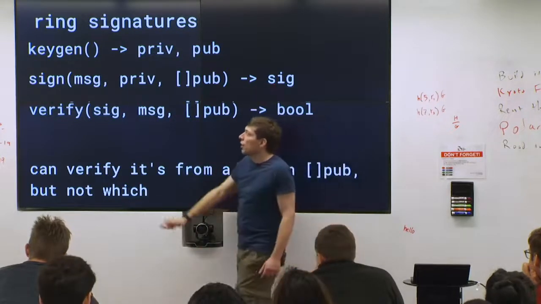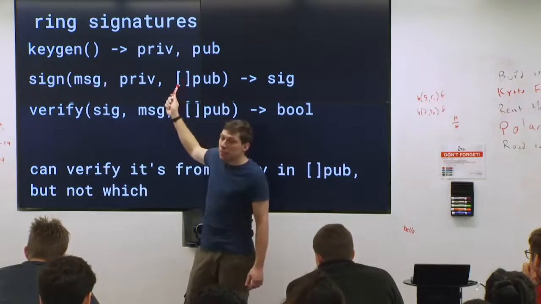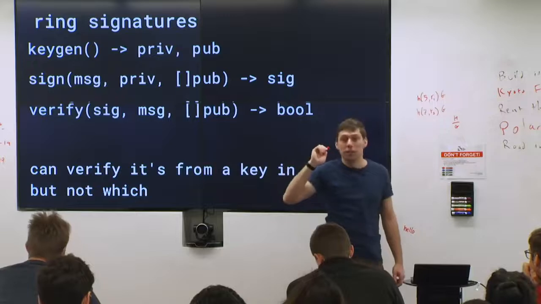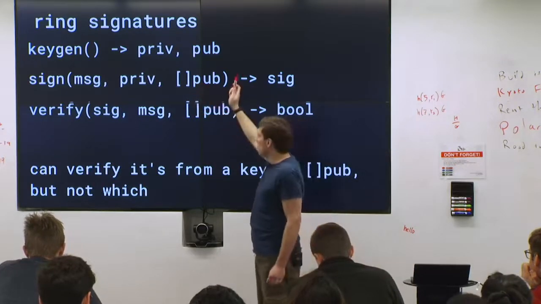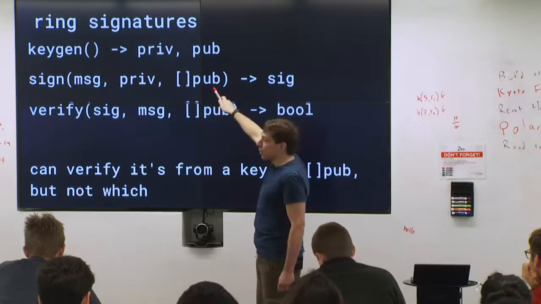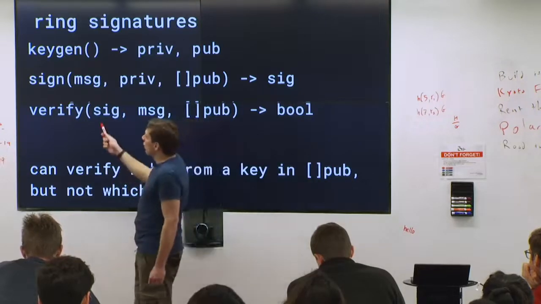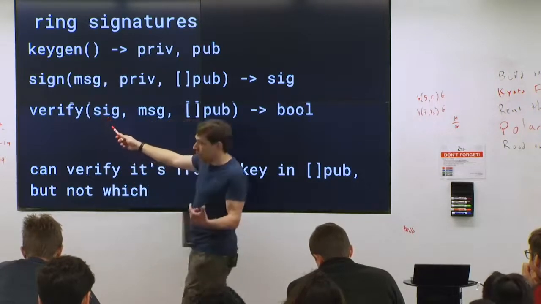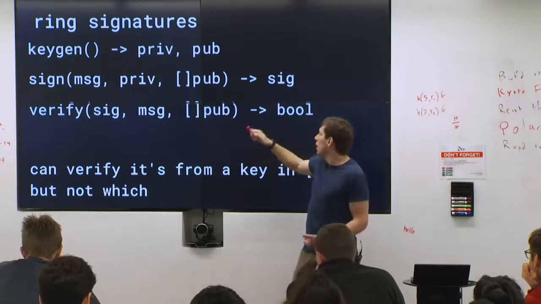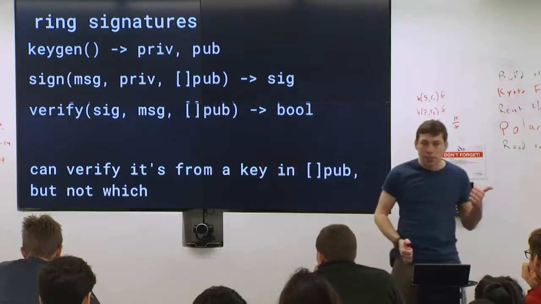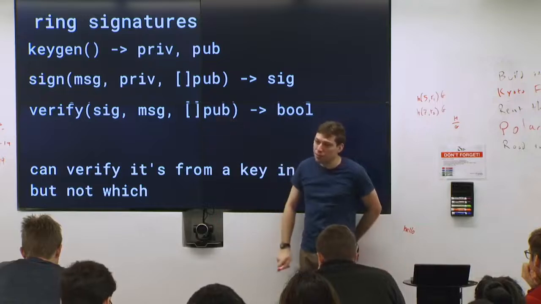In ring signatures, you sign with the message you want to sign, your private key, and then pick a list of other people's public keys. And this list can be just a single one. It can be 1,000. You pick a bunch of other people's public keys, and you generate a signature. And then verify, you take the signature in, the message that's been signed, and that list of pub keys, and it outputs a Boolean of, yep, that signature worked, or no, it didn't. But it doesn't tell you which of the public keys signed.